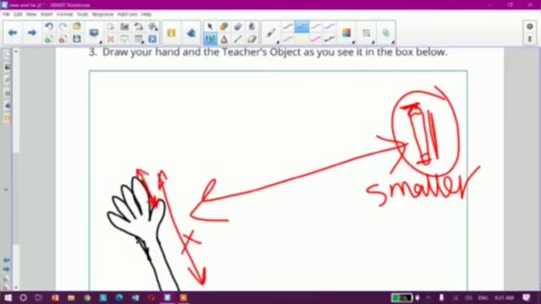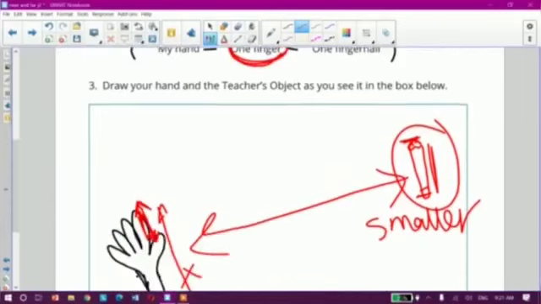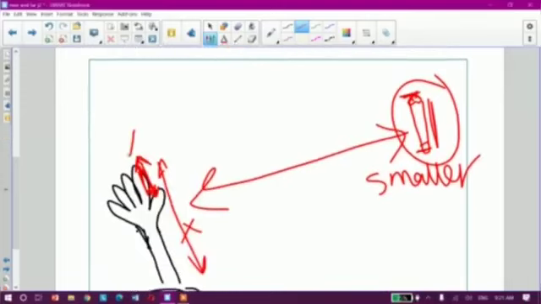One finger. Okay? And here, draw your hand. This is your hand, and this is the pencil. The length of the pencil is the same as the height of your finger only. Is this the real size? No, it is not its real size. Okay. How big is it really?